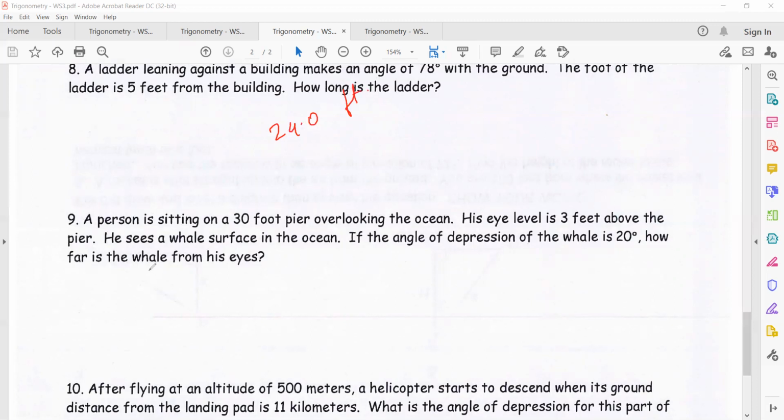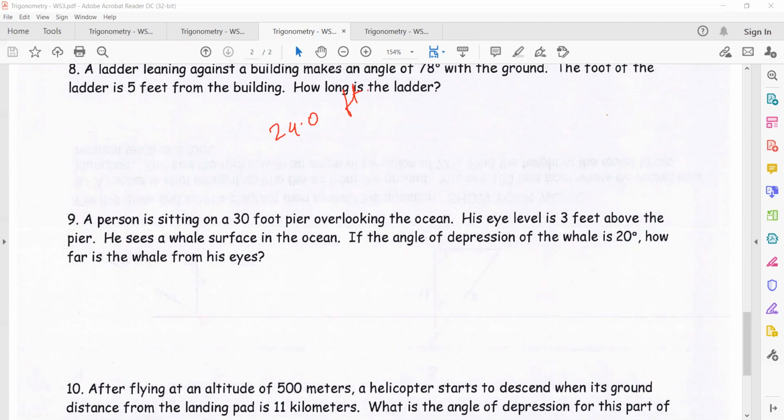Number 9. A person is sitting on a 30-foot pier overlooking the ocean. A pier is a structure on the bank of an ocean, a higher man-made structure. His eye level is 3 feet above the pier. He sees a well surface on the ocean. If the angle of depression of the well is 20 degrees, how far is the well from his eyes?